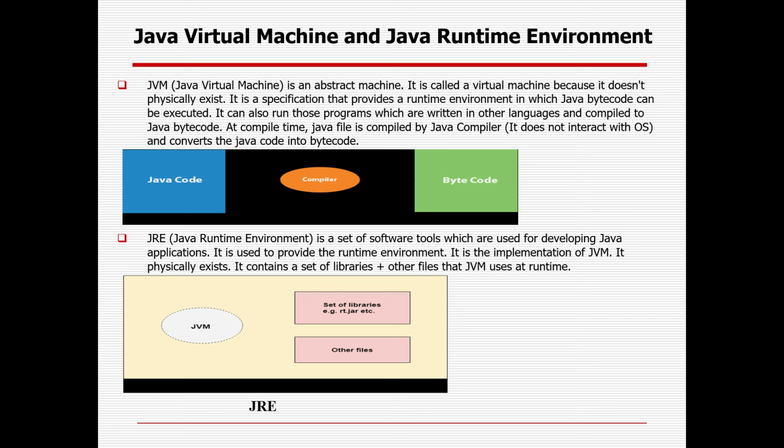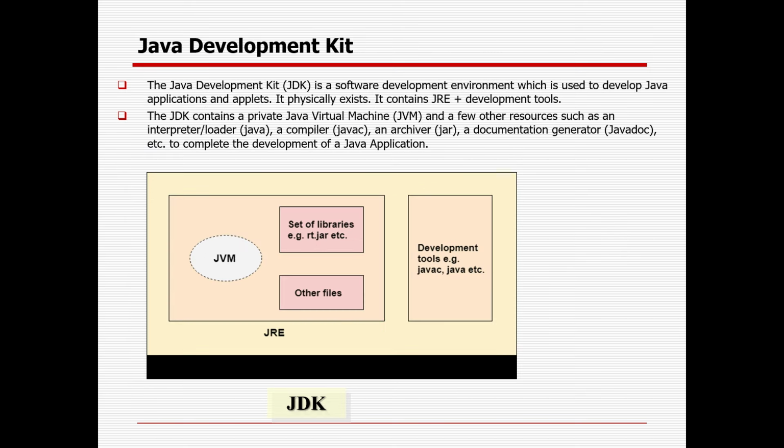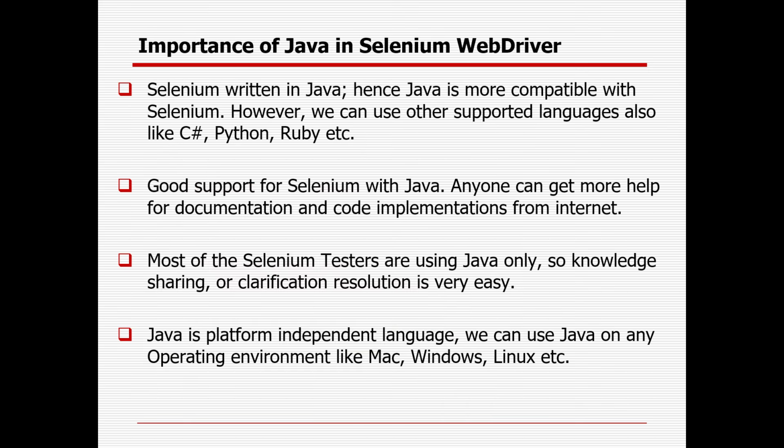It just compiles the Java code to bytecode, and JRE is nothing but a combination of JVM plus the set of libraries, and the Java Development Kit is nothing but a combination of JRE plus different kinds of development tools, which give you a complete environment for executing a Java program, right?